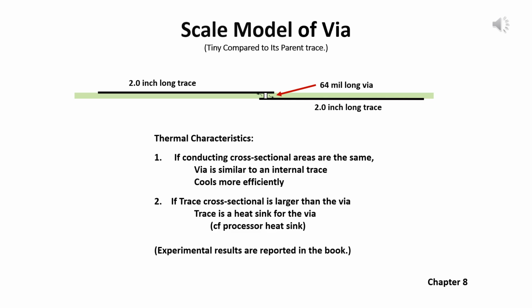Now think about a computer processor on a motherboard. The processor runs very hot, typically 35 to 85 watts. That's as big as a light bulb. But we keep the processor cool with a massive heatsink and a fan. If we didn't have the heatsink and the fan, the processor would melt fairly quickly. The trace becomes a heatsink for the via. The practical reality is the via can't get a lot hotter than the trace because the trace pulls all the heat away from the via.